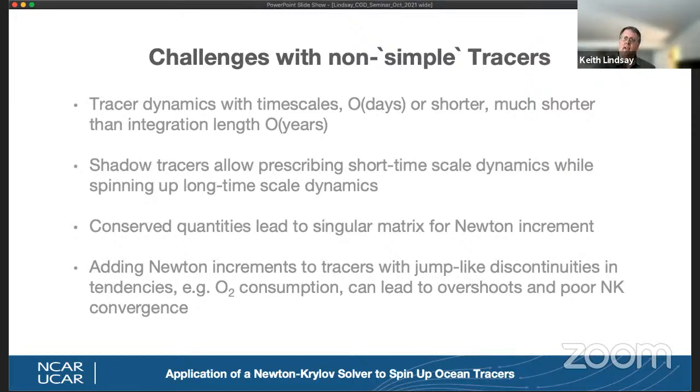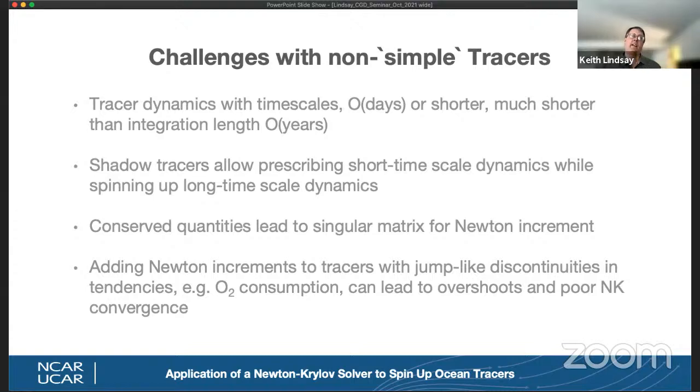Back to Newton-Krylov. Newton-Krylov was working for the simple tracers like ideal age and radiocarbon and the dyes and the helium isotopes in carbon. And there are challenges with applying it to more complicated tracers. Some of the scientific reasons why this is complicated are that these tracers have dynamics on timescales that are days or shorter, much longer than the time integration length that we're applying Newton's method to.